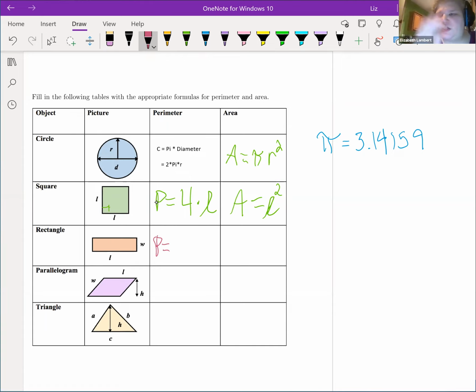So now I've got 2 different lengths. 2 of them are lengths. I'm going to go with capitals now. And 2 of them are our widths. So 2 times the length plus 2 times the width would add up all 4 sides. Likewise, the area, the length and the width meet in a right angle. So I multiply those two and there's my area. L times W.